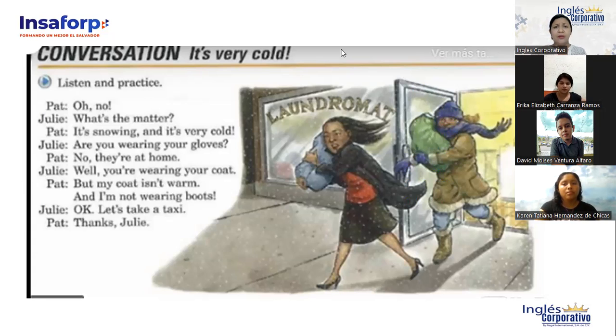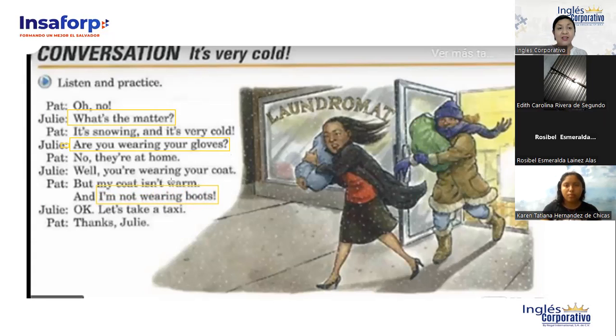Okay. In this conversation, as you can see, there are some expressions. For example, what's the matter? What's the matter means, what's the problem? We have another question. Are you wearing your gloves? ¿Qué significa esta pregunta? What does this question mean? ¿Está usando sus guantes? Exactly. ¿Lleva sus guantes? No, they are at home, you're wearing your coat. And another one. I'm not wearing boots. ¿Qué significa? No estoy usando botas. Exactly.